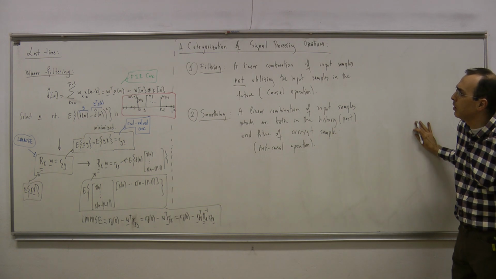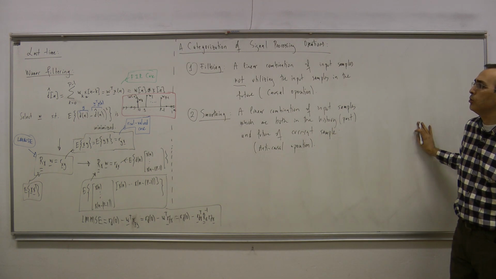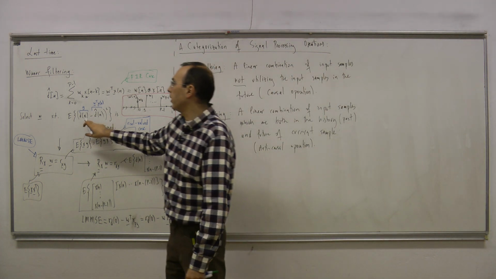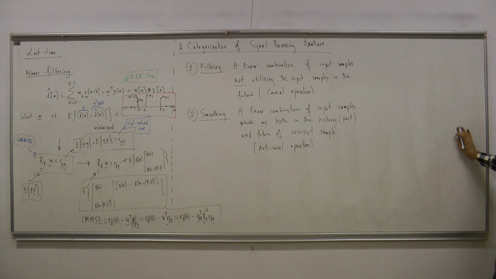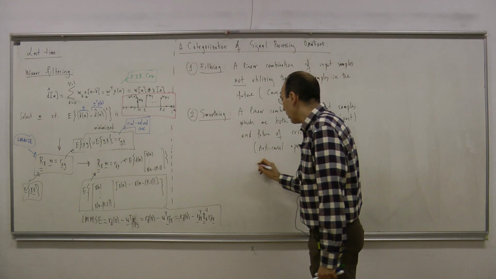But for the smoothing application, sometimes you can see the samples which have indexes higher than the current sample. So why not combine them if I can reduce, let's say, the mean square error? If I can reduce this mean square error, this is called the smoothing operation. So what is the difference? Well, the difference is this.